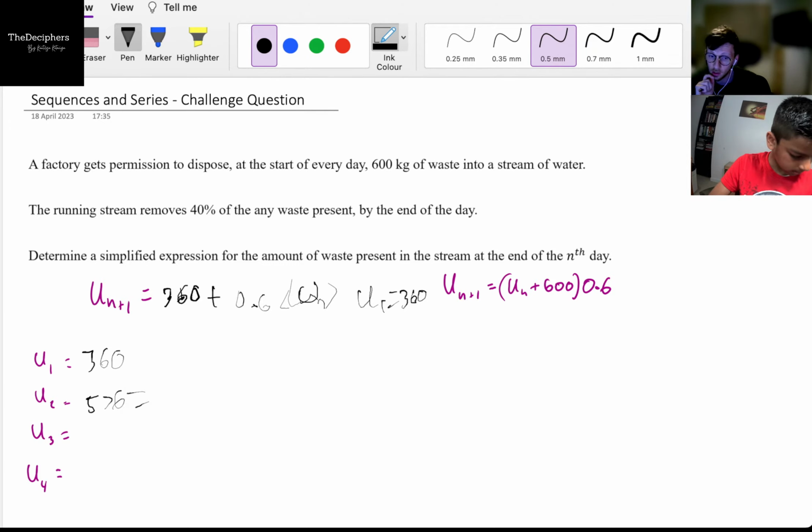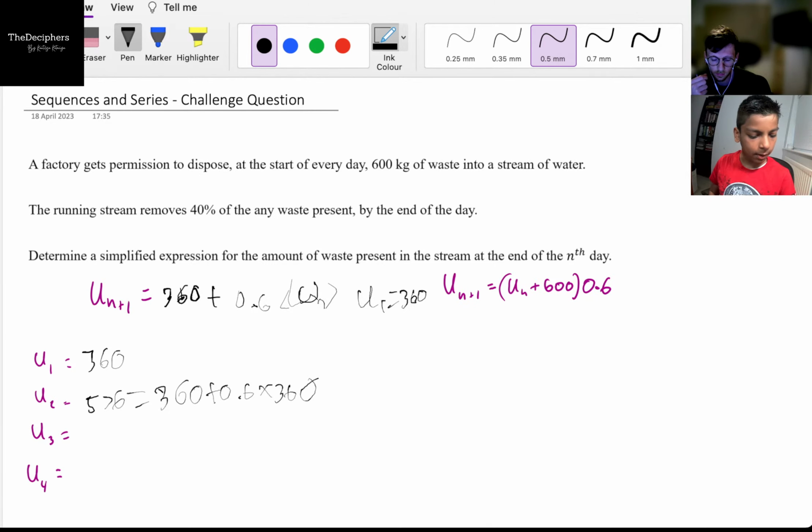Don't worry about working it out. Let's just leave it like that. I want you to write that down: 360 plus 0.6 times 360, because it will help with spotting a pattern. I think I've already spotted it. Let's just make sure. Okay, and then I'm going to calculate it and then write equals and then the expression. So then that times 0.6 plus 360, 705.6.